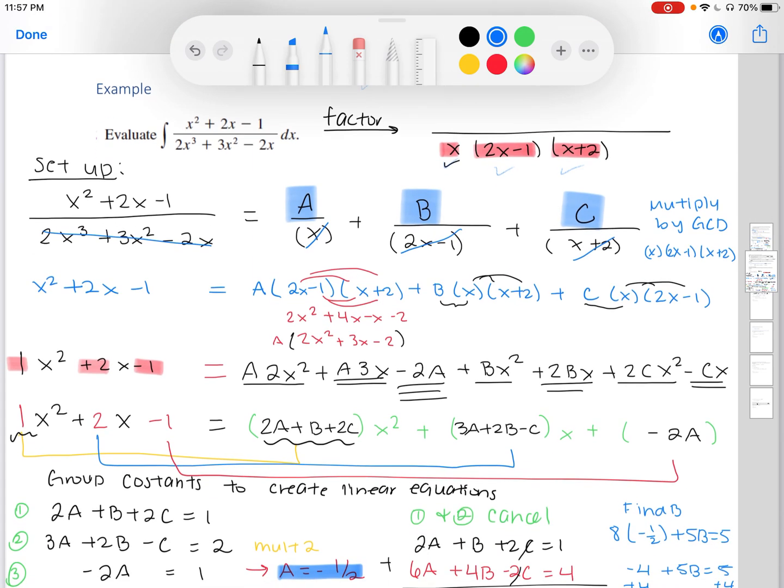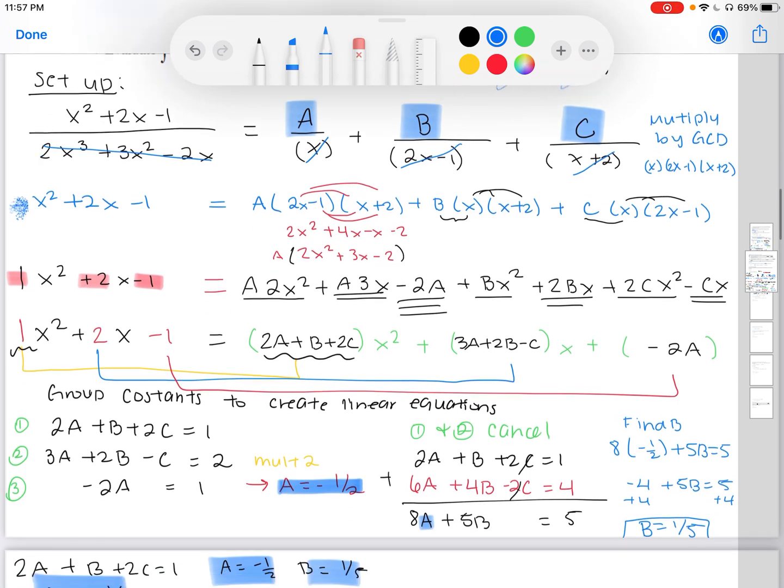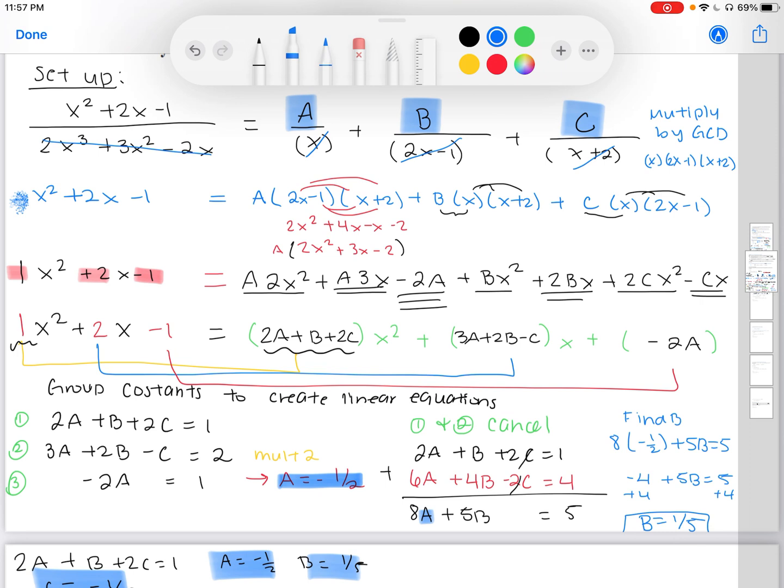So we solve the equation by multiplying both sides by our greatest common denominator with the hopes of canceling out the denominator. That should cancel out your denominator. All right, so we're now here. Now from there, we want to multiply fully, and from there we want to group our terms that have the same variable.